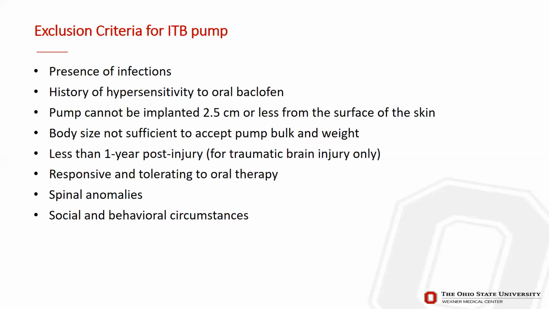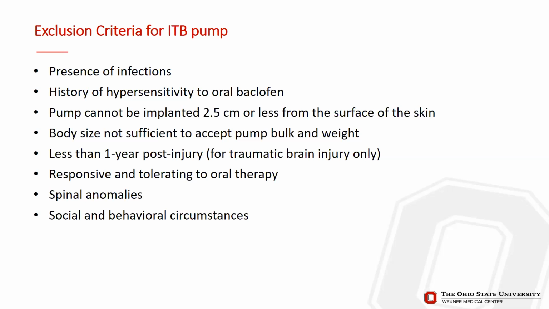For TBIs, we say don't do it less than 1 year post-injury. And the reason why is because patients with traumatic brain injuries are drastically changing over the first year. And I don't want to put in a pump in somebody that a year later may not need it at all. So you're subjecting them to a surgery. Now, there is some data for patients that are in a lower level of consciousness that if we implant a pump sooner, it might help with storming and other things. So there are some select patients that will do it in traumatic brain injury if they're less than a year post-injury. Or if people are tolerating oral therapy, why am I going to put a pump in you?